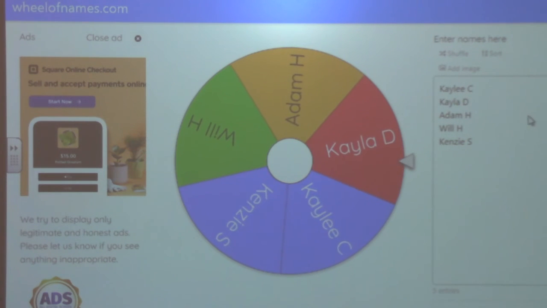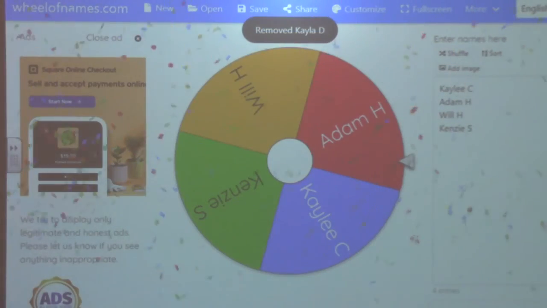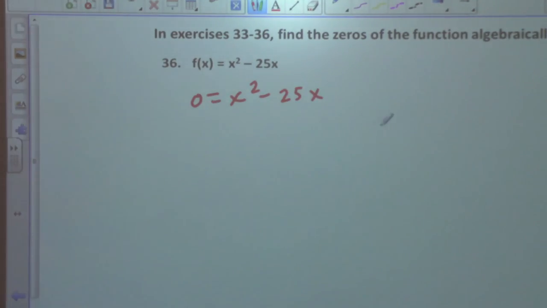Kayla. Okay, you got 36. Is the answer 25? Yeah, but I want you to tell me how to solve it. You got x equals 25, is that an answer? Yes. Anything else? No. Well, that'll be one of our answers.